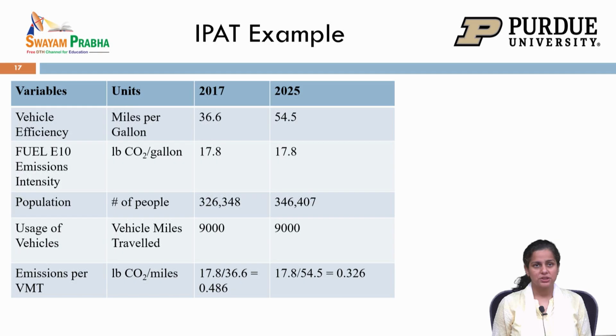Then we have the population, and of course the population grows. It changed from 326,348 to 346,407. Usage of vehicles is vehicle miles traveled, and it is kept the same. So we can calculate the emissions per vehicle mile traveled. So 17.8 is how much is being emitted.